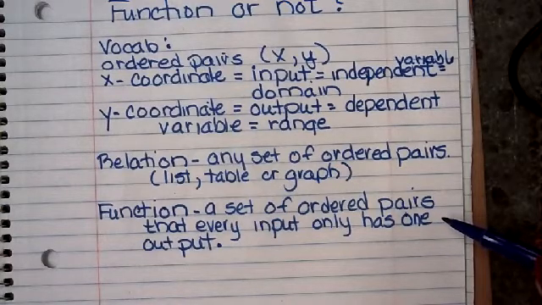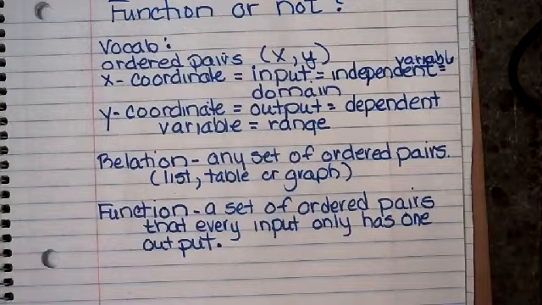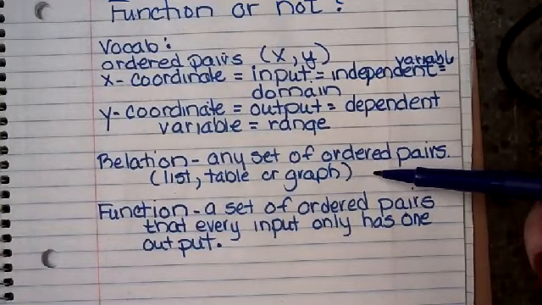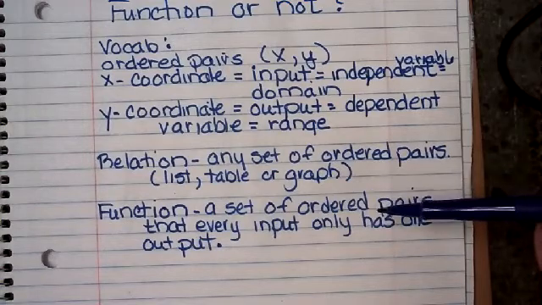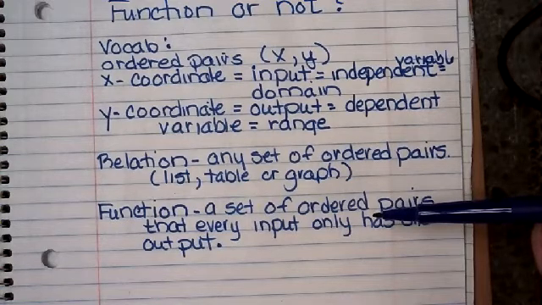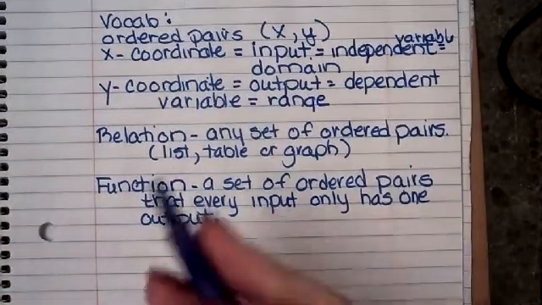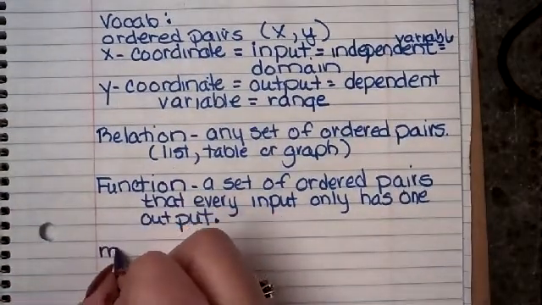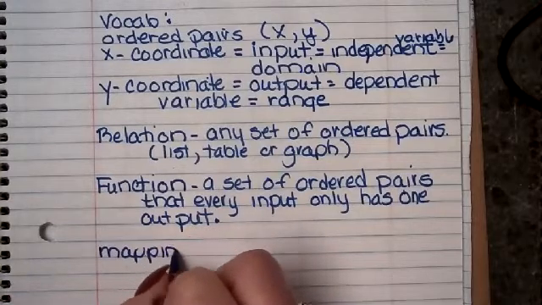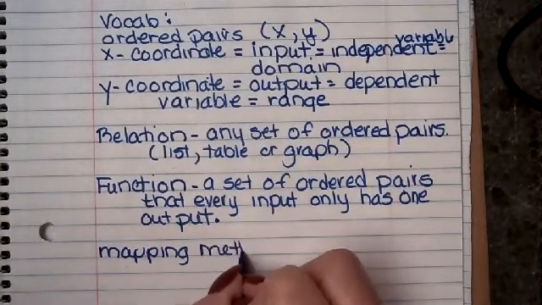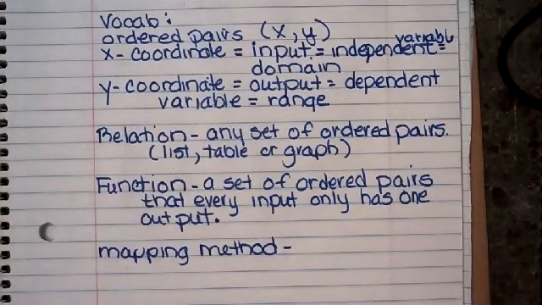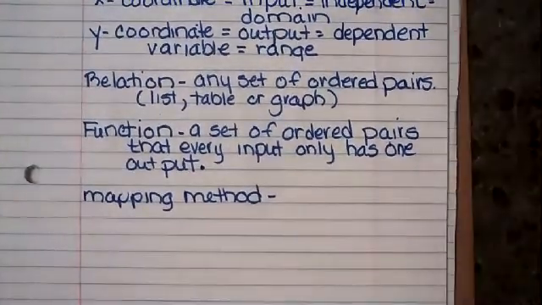Okay, now our job in this lesson is to take a relation, a set of ordered pairs, and decide whether it is a function or not. Okay, does every input have only one output? Now, there are two ways to do this. Okay, the first way is called the mapping method. Okay, mapping method. Now, what do I mean by mapping method?